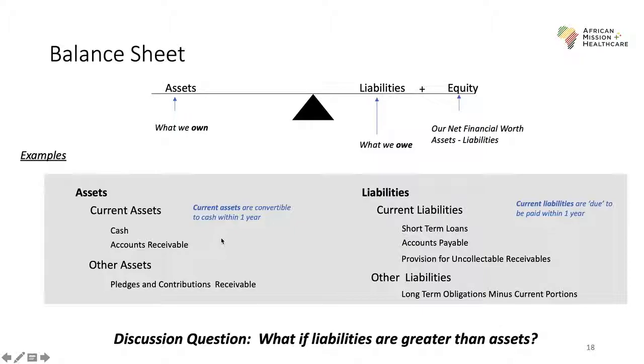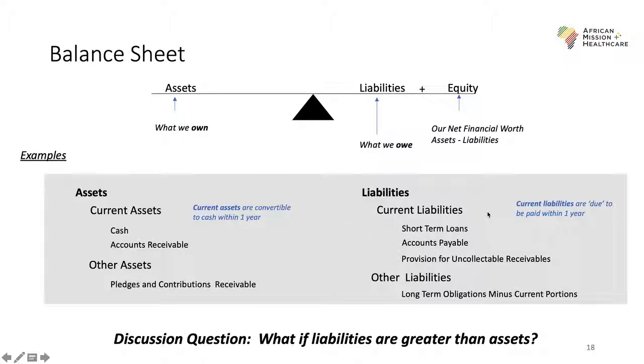And then there's other assets. An example of that would be pledges and contributions receivable, but it would also be things such as the building that you're working in. Perhaps the institution you work for actually owns the land and owns the building that the institution is based on. Those would, of course, be other assets, but you couldn't necessarily count on them being turned into a current asset within the course of a year.